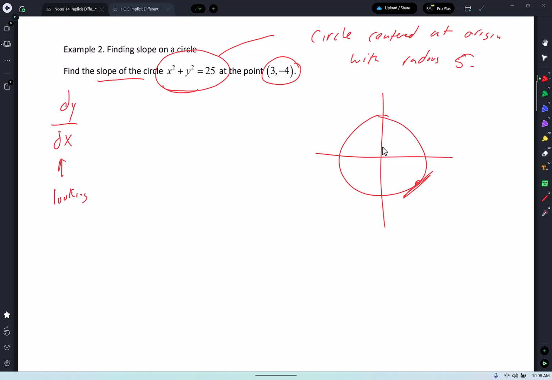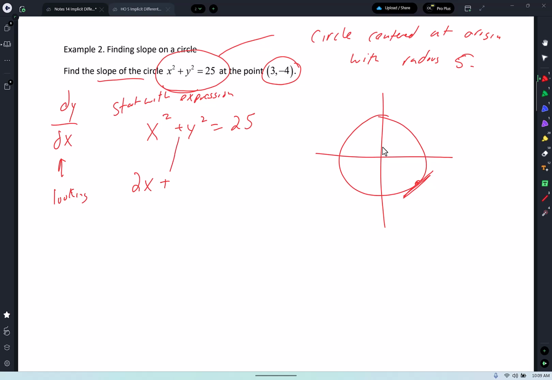Here's how you start. You start with the expression: x squared plus y squared equals 25. A lot of you, especially in the beginning, are going to be writing y prime equals. Do not write that. We don't have y equals. It's x squared plus y squared equals 25. Is everyone cool right now? All right. What's the derivative of x squared with respect to x? 2x. Done.